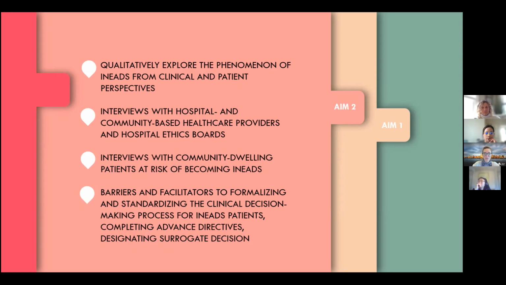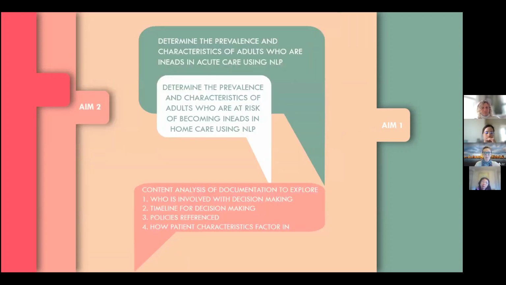We're doing interviews with those patients to understand a little bit more about their understanding of advance directives, and who they think will be making decisions if they are unable to do so. And for the clinician side, we're asking about barriers and facilitators to formalizing and standardizing the decision-making process for in-need patients, both in the acute care setting and in the community setting. So that's the big overview of the study aims. But like I said, the main place we'll be focusing today is up here on top in the green, determining the prevalence and characteristics of adults who are in need in acute care using natural language processing.